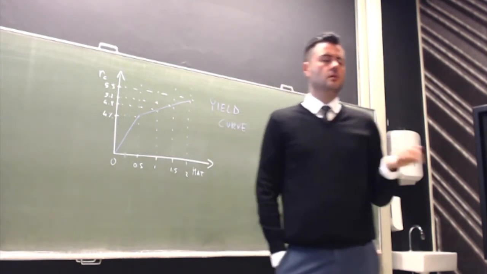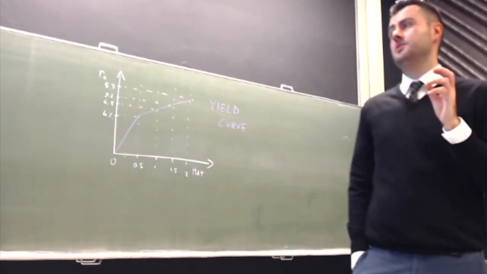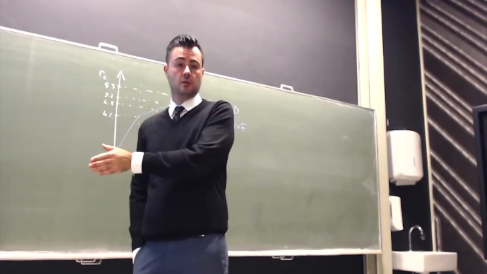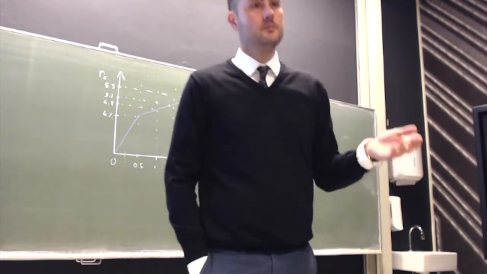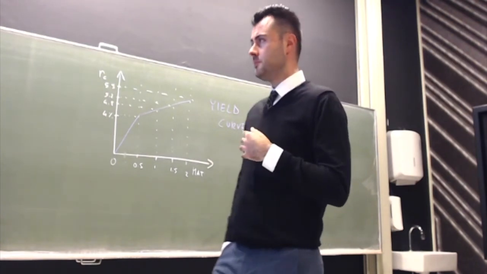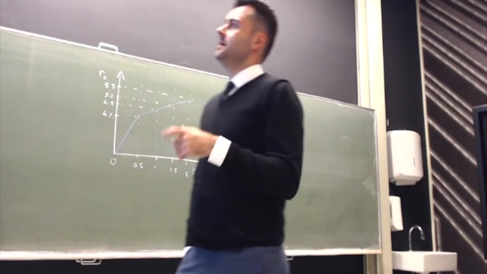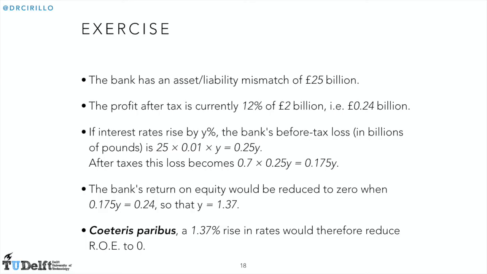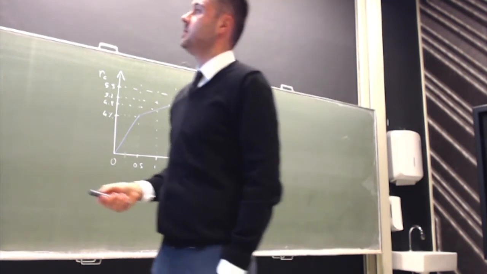The question is, what change in the interest rates next year would cause the bank return on equity to be essentially set to zero? So to reduce the profitability of the bank to zero. Now, let's see. The asset liability mismatch is 25 billion. If I see the differences in the numbers, what do I see is that 35, 5, 30, 5, and the difference is exactly 25, which is my asset liability mismatch.